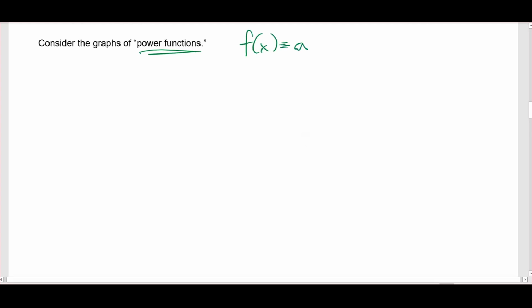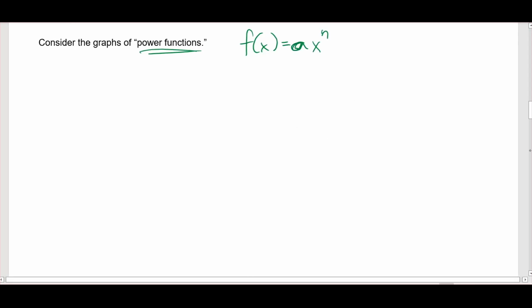All right, consider the graphs of power functions. Power functions, so these look like this. Oh, that's pretty ugly. Okay, so power functions look like this.